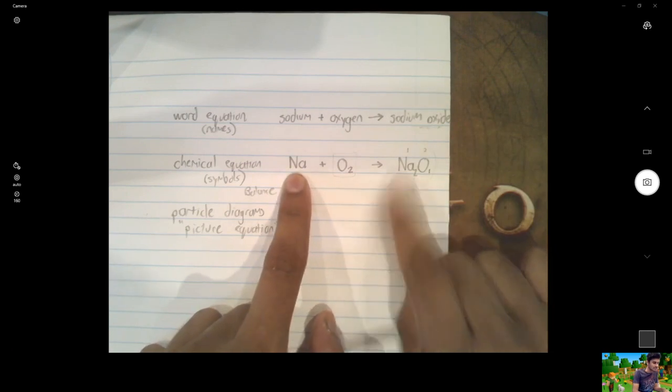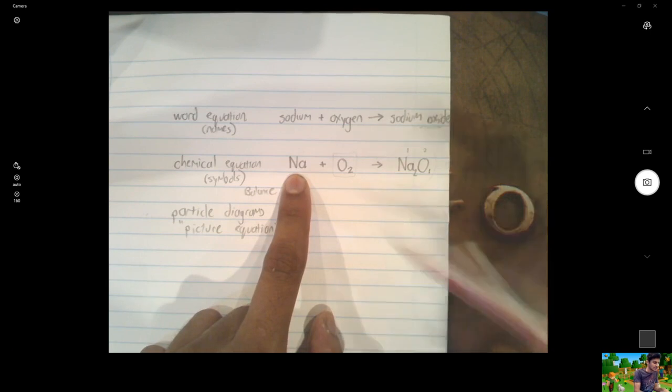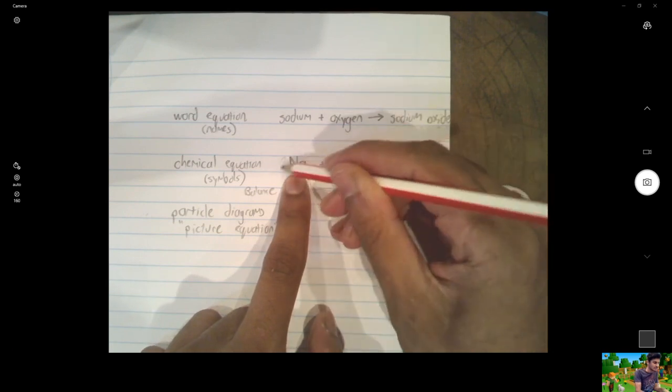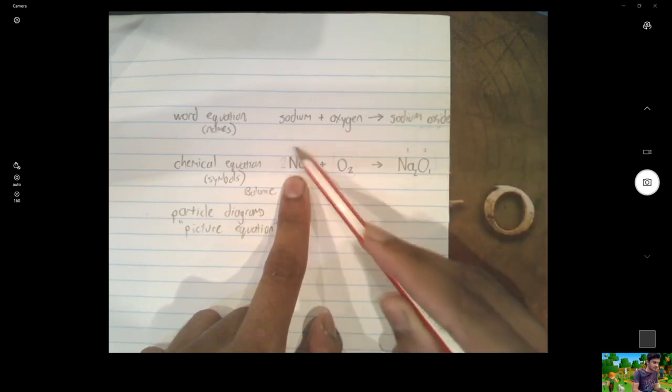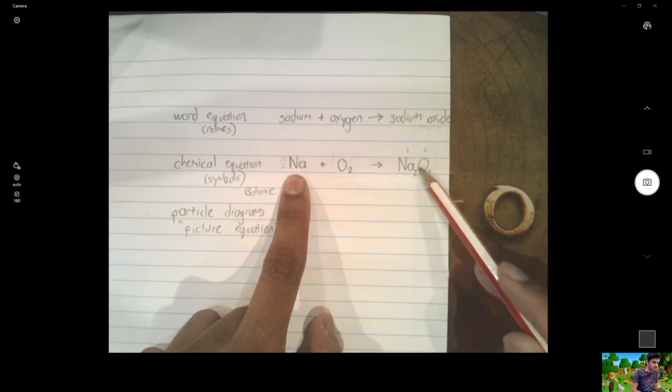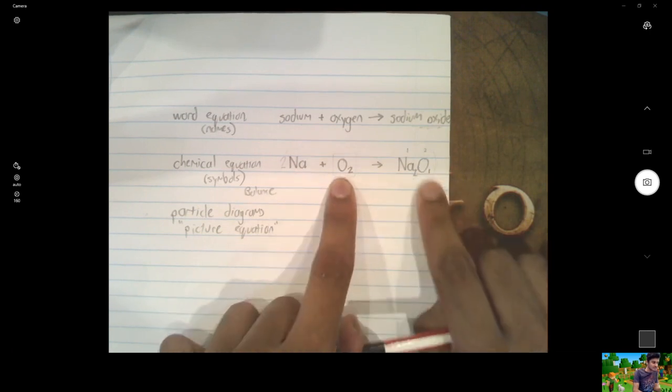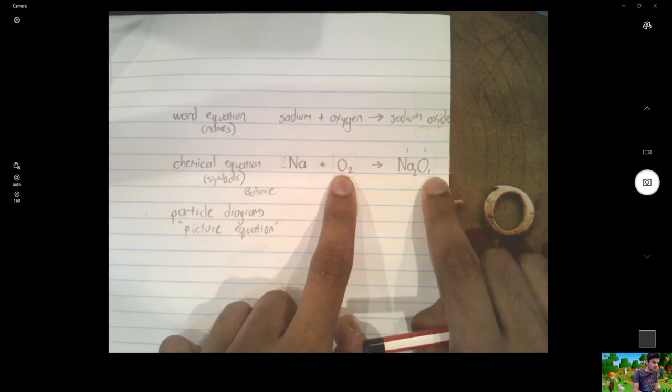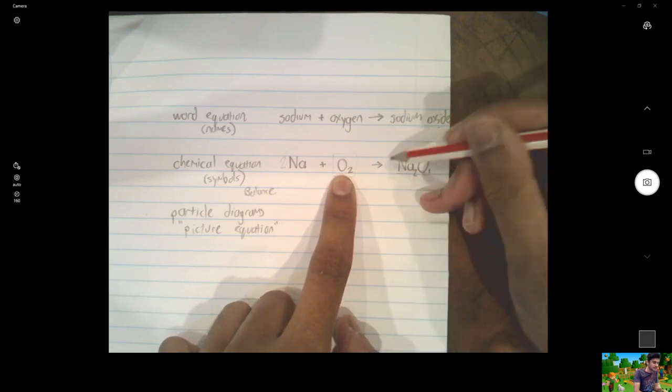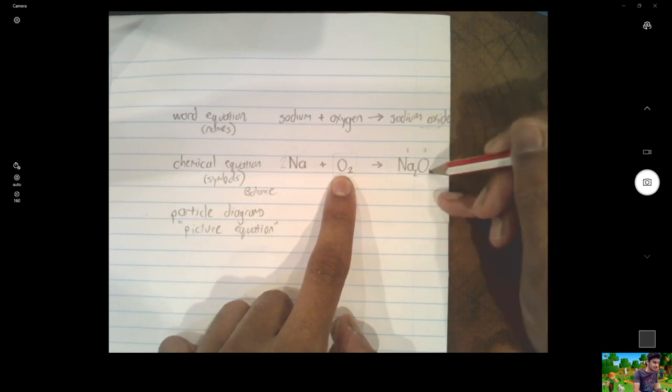There's 1 on the left, there's 2 on the right. If I had to put a big number 2 here for now, that means I have 2 sodiums, which is balanced. If I check the oxygens, there's 2 on the left, 1 on the right. I'm short on this side, and that's the side I'm going to put a big number in front of. Big numbers. You can never balance an equation by changing small numbers.